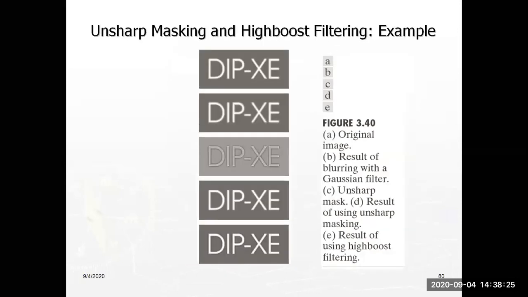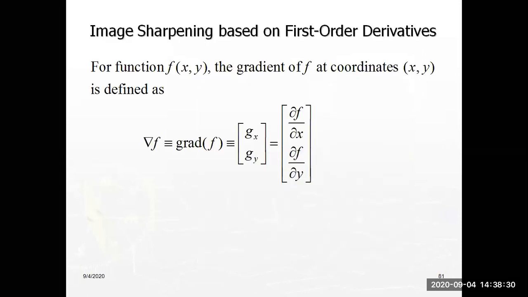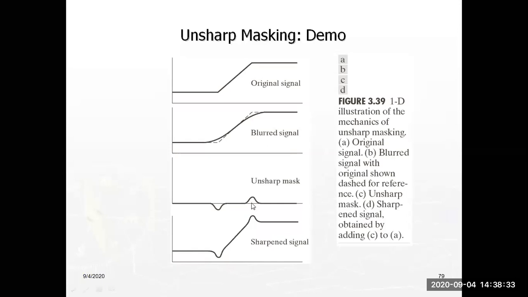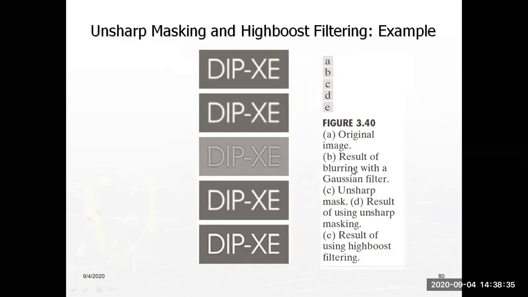Next, unsharp masking and high boost filtering. Here is another example. In the previous example the signal was one dimensional, but here I am taking an image, a text image, DIP-XE. In this DIP-XE, A is the original image and B is the result of blurring with a Gaussian filter. But a Gaussian filter is nothing but a linear filter.